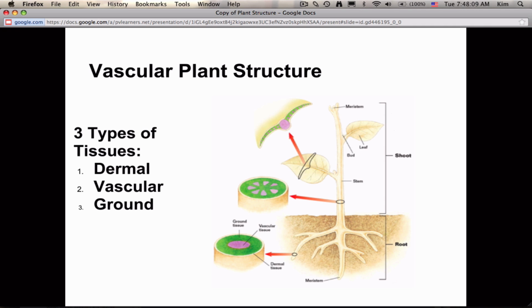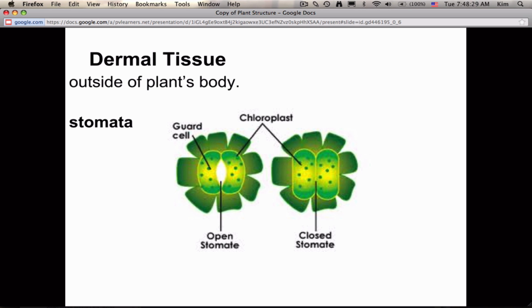So dermal is another word for skin or outer layer, so that's going to be the outer layer of the plant. Vascular means that transport system, so that's going to be the way it gets water and nutrients throughout the plant. And ground just means the tissue that makes up the rest of the plant.